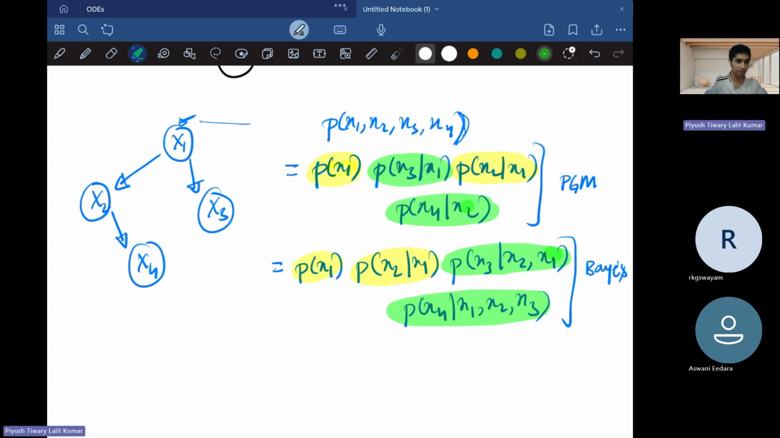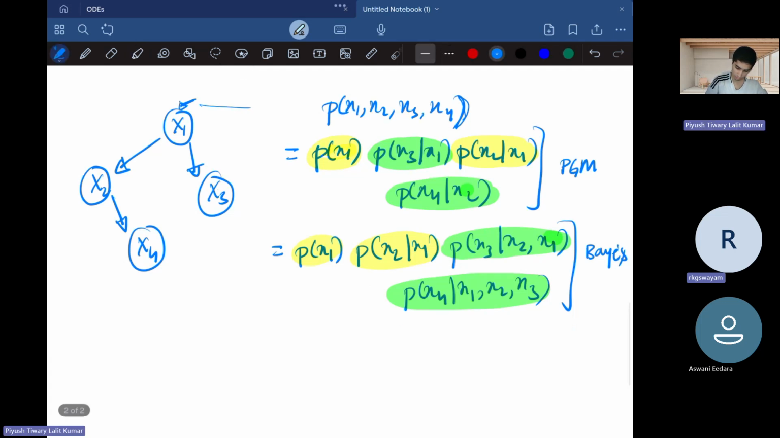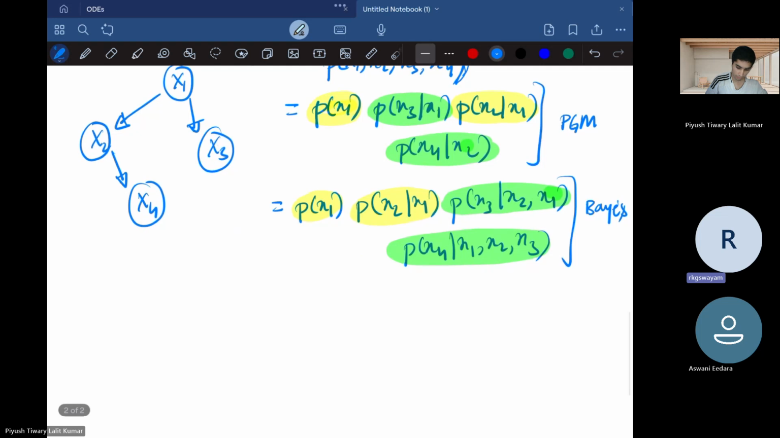Does that make sense? But then both the processes are equivalent. So I feel that it doesn't matter whether the graph is given and then we write its corresponding joint distribution, or the joint distribution is given and then we develop a graph out of it.